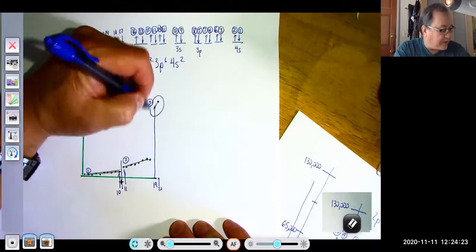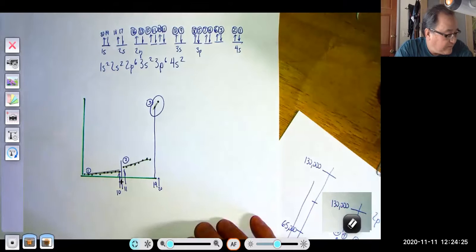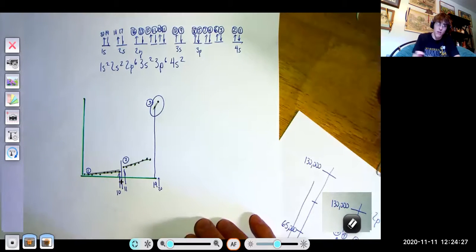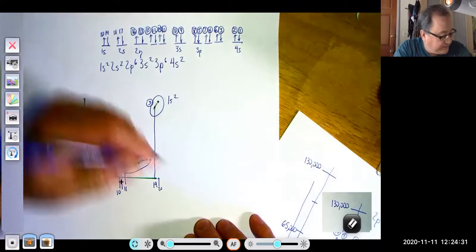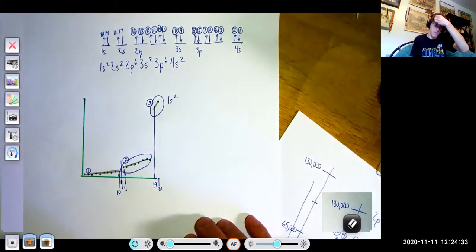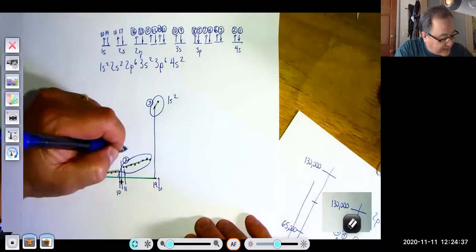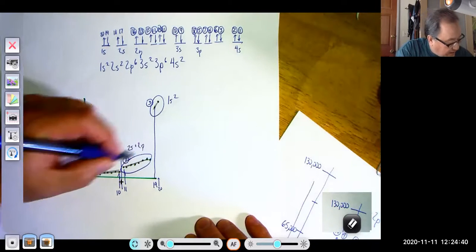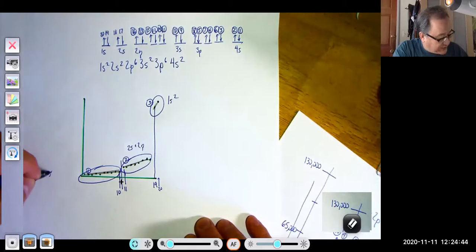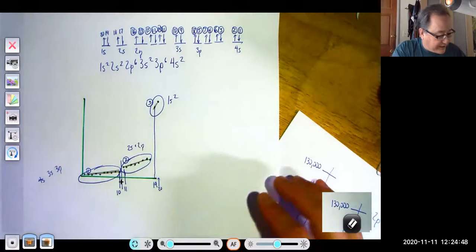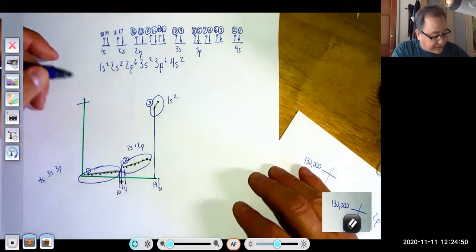So what are these 2 electrons? They're the 1s. What are these 8 electrons? That's 11. Would that be 2s and 2p? The 2s and 2p. What are these? Would that be 3s, 3p, and 4s? Yes, 3s, 3p, and 4s. So when I ask about energies, because this is energy, right?